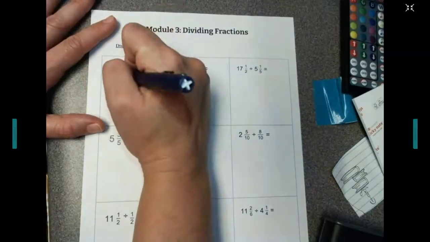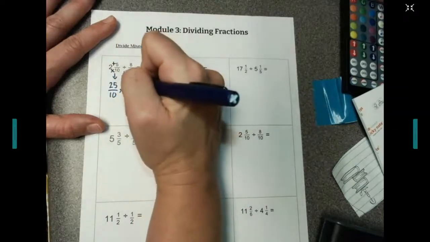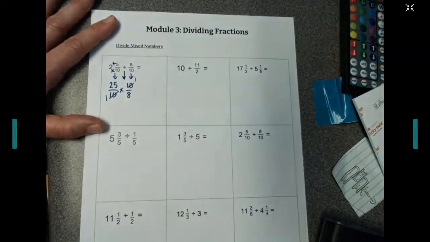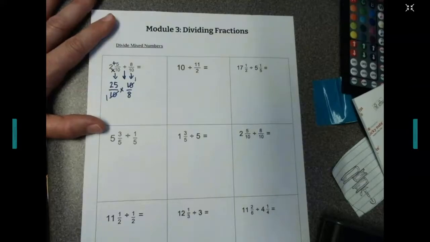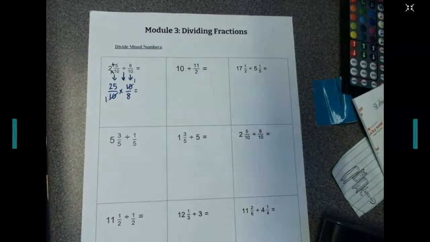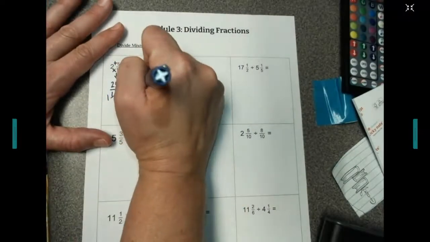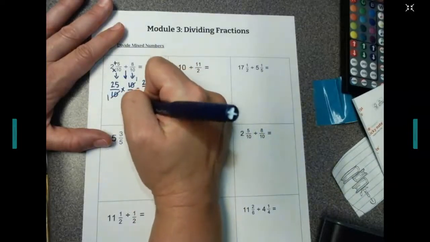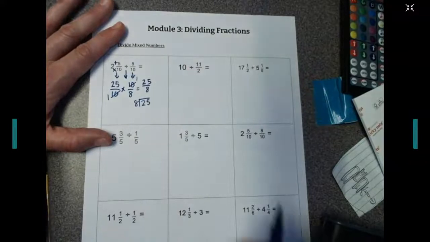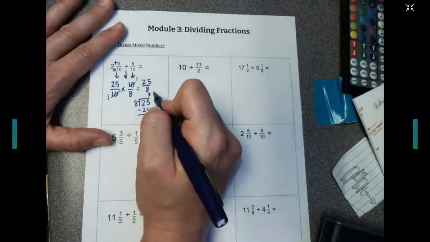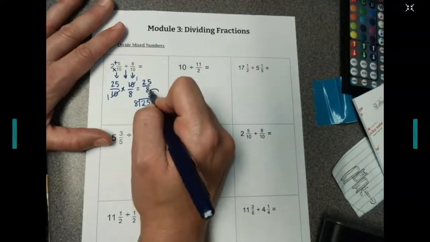Division changes to multiplication, and we're going to flip the second fraction. We're going to look, and we're going to see that they're both 10, so we're going to cross them out and make them 1s. And when I do that, I get 25 over 8. That is an improper fraction, so we have to change that to a mixed number. I'm going to take 25 divided by 8. 8 times 3 is 24. So I get 3 and 1/8 as my answer.